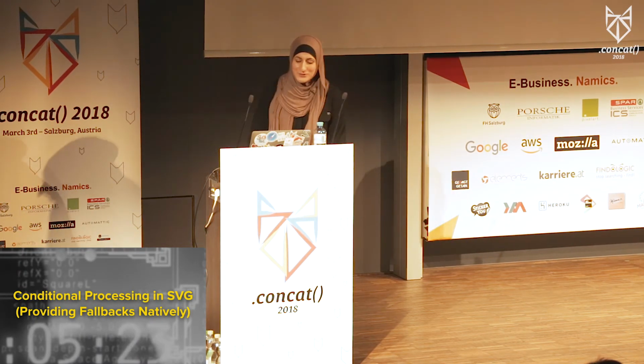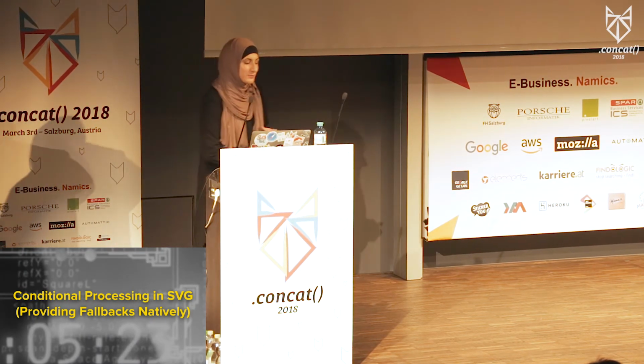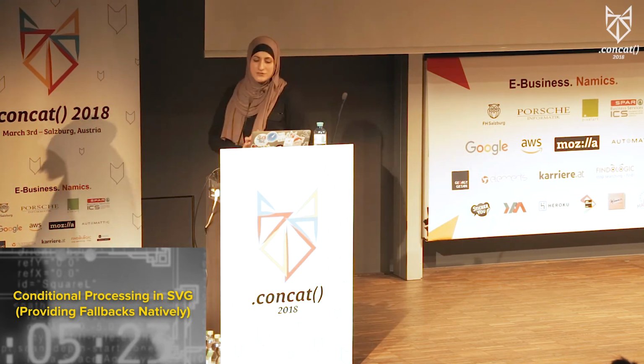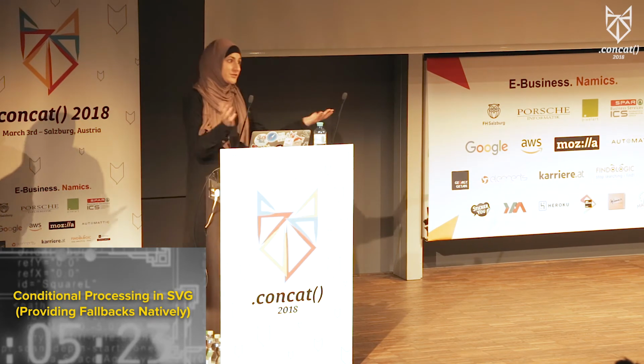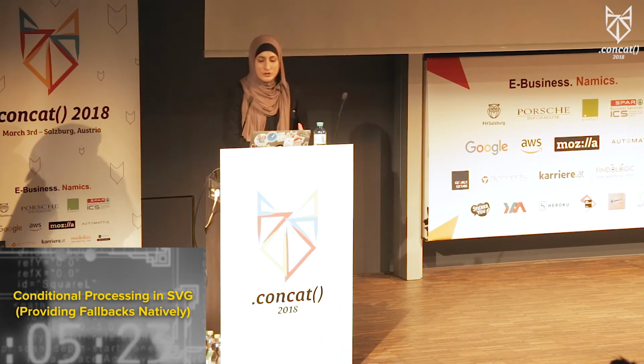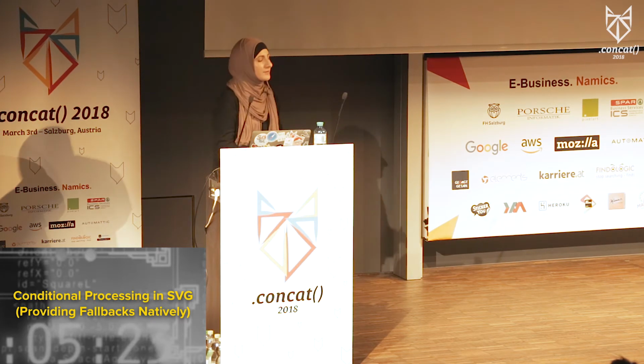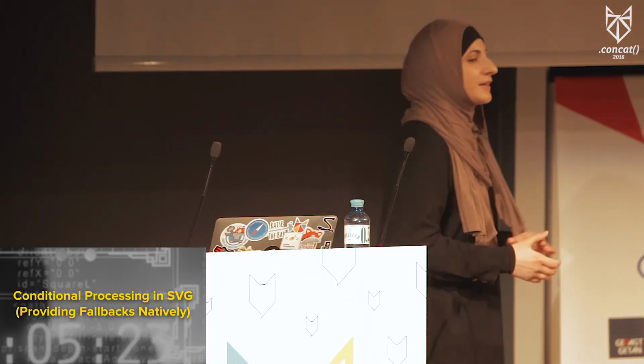The last one. So conditional processing inside of SVG, providing fallbacks natively. So you may or may not know that the SVG document structure specification, the SVG spec, defines elements and attributes that give us the ability to specify alternate viewing. This is just blah, blah, blah for saying you can provide a fallback for your SVG content using nothing but SVG itself. And it looks something like this.